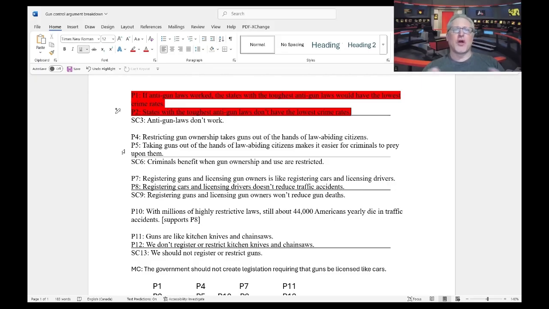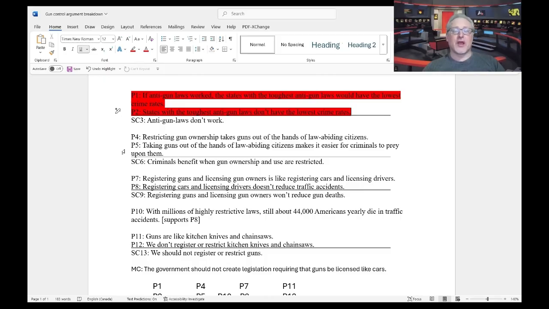But generally, requiring a license for a gun involves something like a background check. So basically, they see if you have a criminal record. And if you don't have a criminal record, if you're a law-abiding citizen, that means you can buy a gun. So this premise is simply not true. Requiring licenses for guns and registration for guns does not take guns out of the hands of law-abiding citizens. If the requirement of a license or registration would keep you from owning a gun, well, then you're probably not a law-abiding citizen. Sounds like it's keeping guns out of the wrong hands.